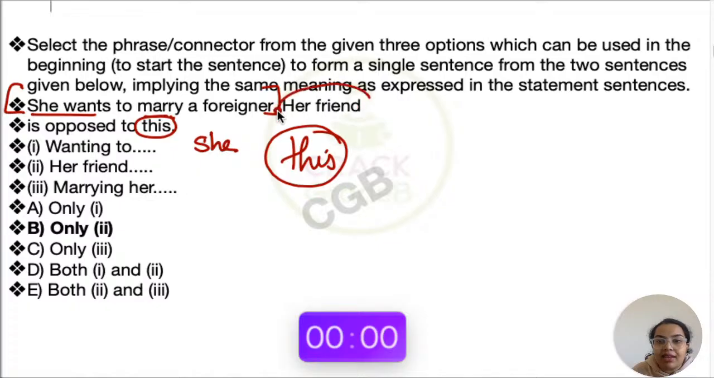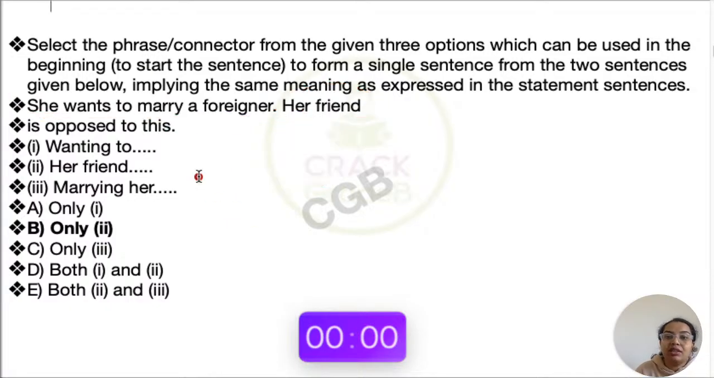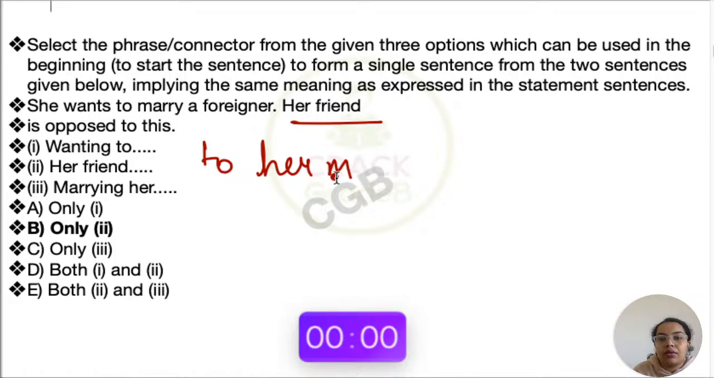But यहाँ पे second sentence में तो her friend is the one opposing to what she wants, not the person herself. That's why ये नहीं आएगा. Her friend is opposed to. अभी this को replace कर दो. This को replace करके आप पूरा sentence लगाओ. But now let me tell you how would it go. Her friend is opposed to her wanting to marry.